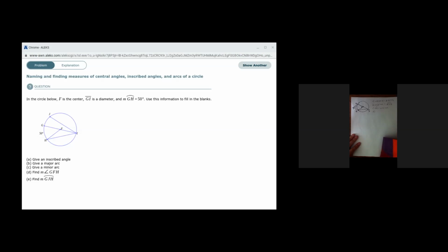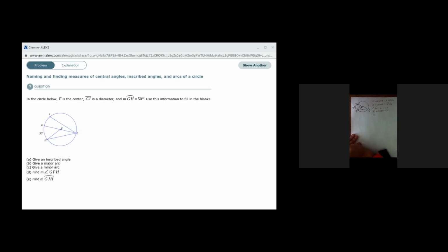How about the measure of angle HFG or GFH, same thing. The measure of angle GFH is equal to the arc it subtends. So this guy here is also 50 degrees.